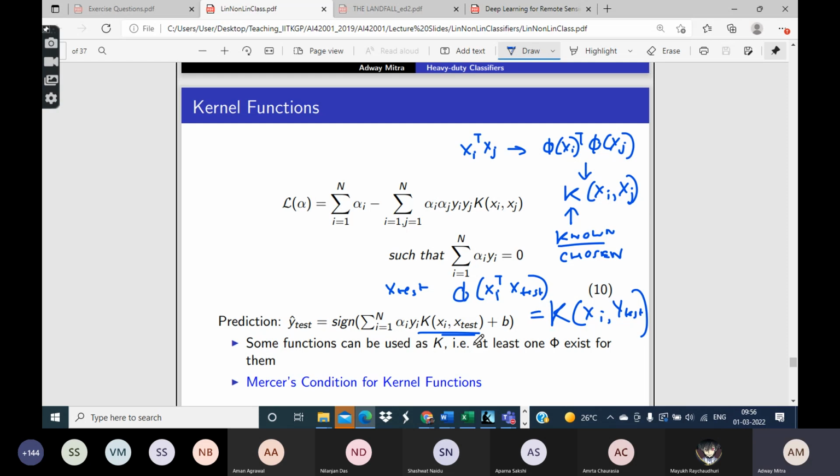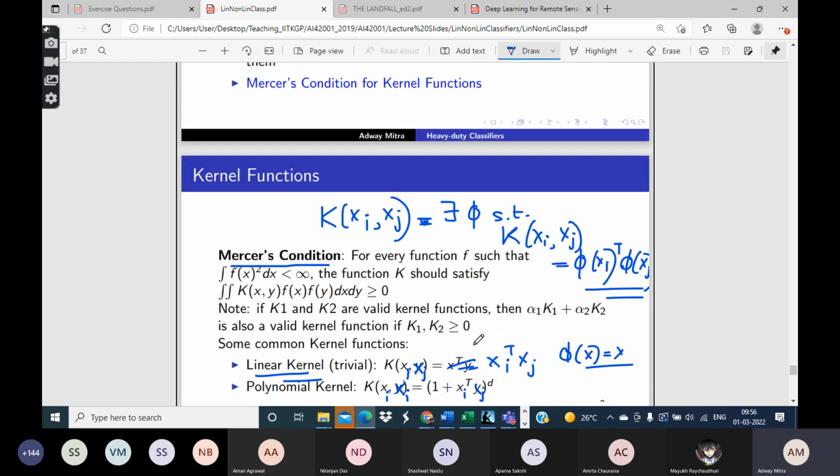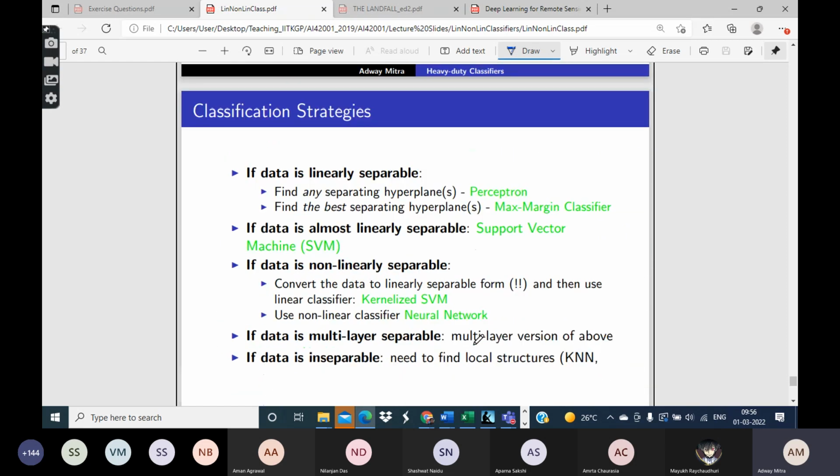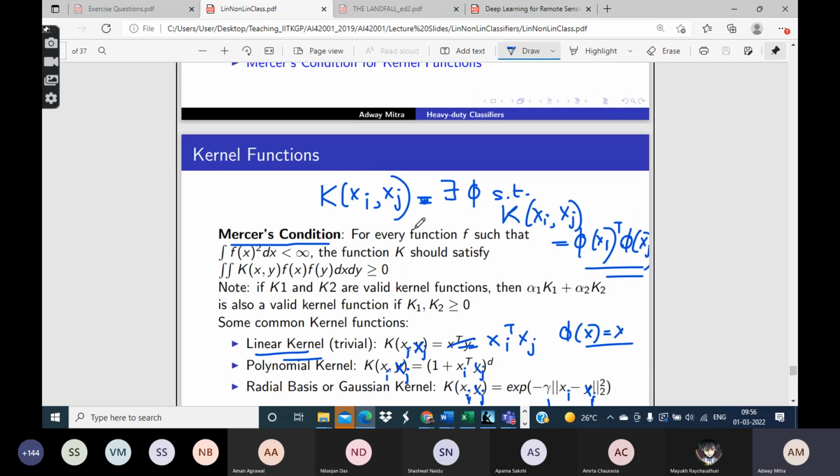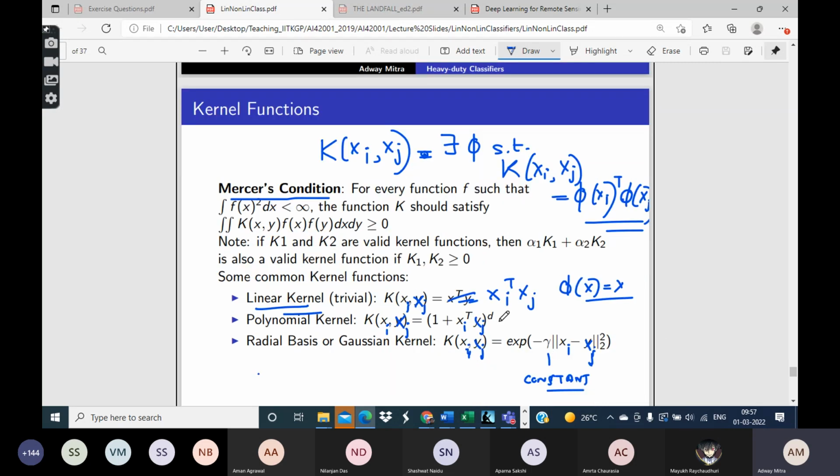So the question might arise: I said that there are different functions like this which satisfy Mercer's condition, that is, they are all valid kernel functions, that is, they have some phi corresponding to them. So which will I choose? There is no clear answer to that question. People typically try out different kernel functions and see which gives them the best result.